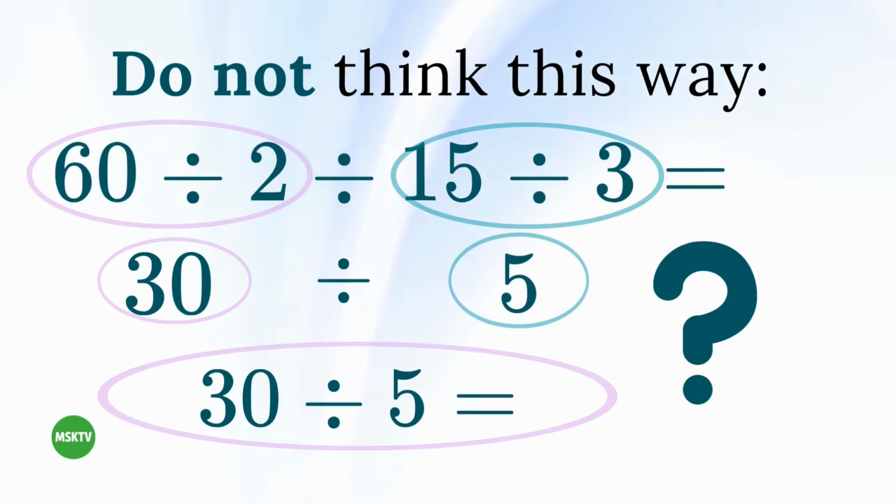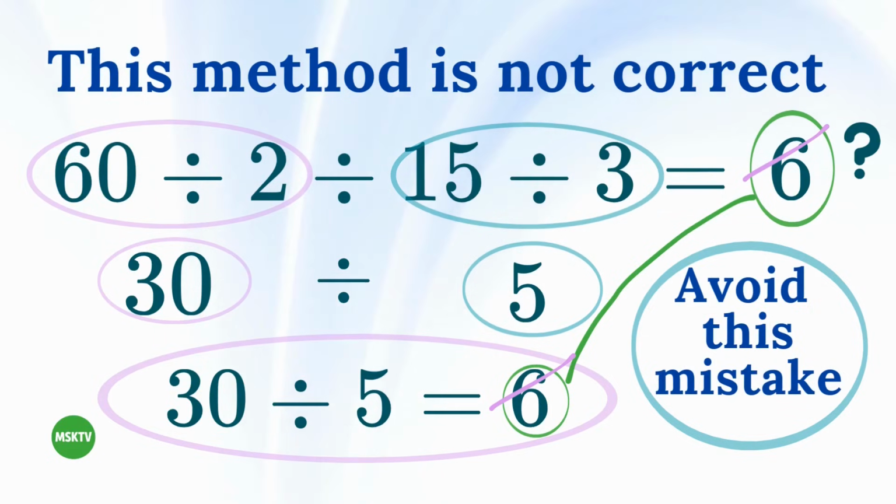Great! Some learners think the answer is 6 because they first divide 60 by 2 and get 30. Next, they divide 15 by 3 and get 5. Finally, they divide 30 by 5 and obtain 6. However, this method is not correct. Division must be done step by step from left to right, so avoid this mistake.